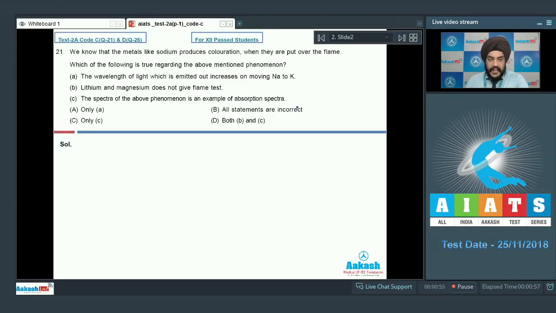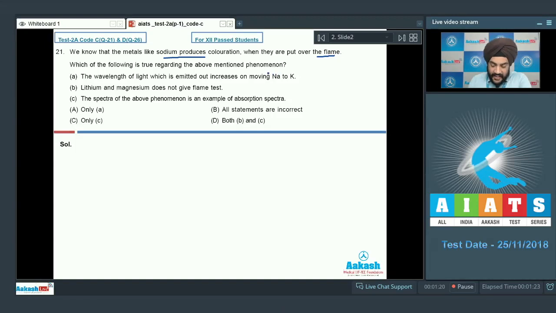Students, this section contains 6 multiple choice questions. Each question has 4 options, out of which only one single option is correct. So let's start with question number 21. We know that metals like sodium produce coloration when they are put over the flame. So the examiner seems to be interested in the flame coloration by the alkali metals. So which of the following is true regarding the above mentioned phenomena?